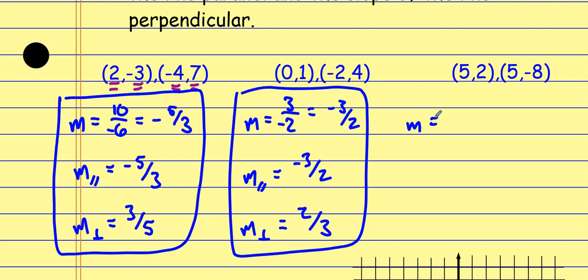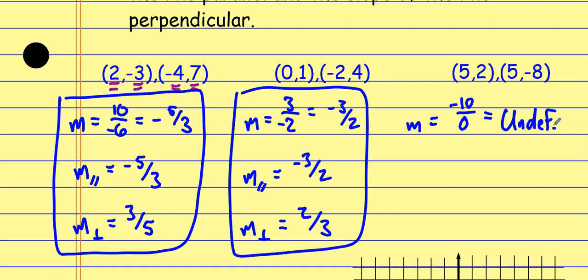Change in y over change in x. Y was a 2, now it's a -8. Think about it on another number line. I have to go down 10 units, so -10. X was a 5, now it's a 5. Think about it on another number line. How far do I have to count to get from 5 to 5? Well, 0. I don't count any. Okay? What is -10 divided by 0? That's undefined.